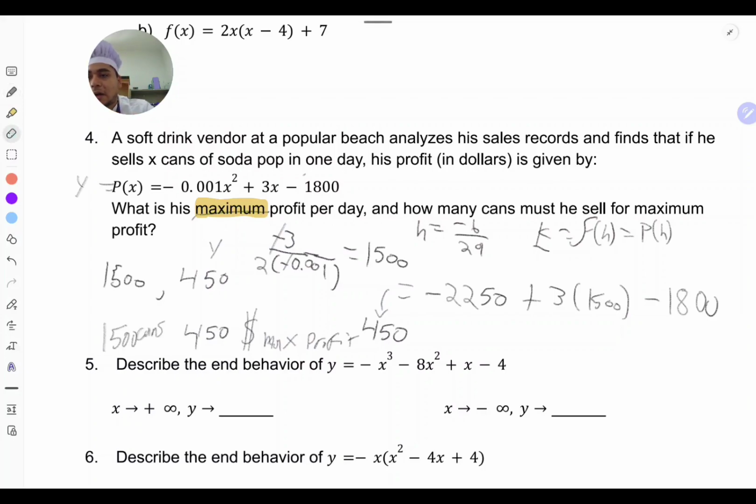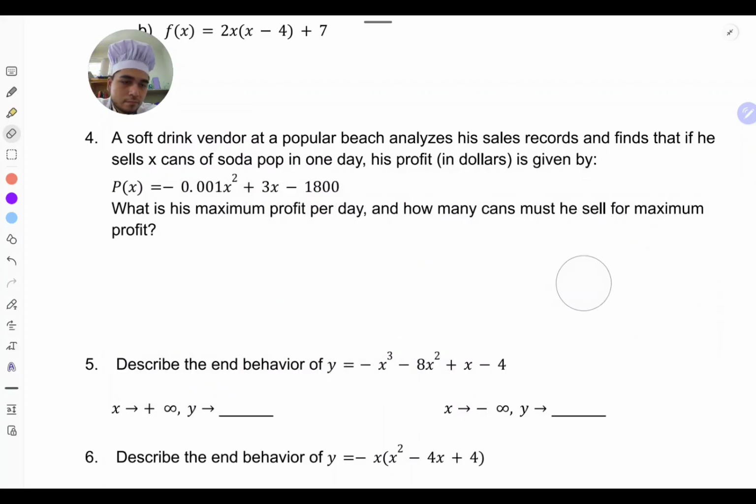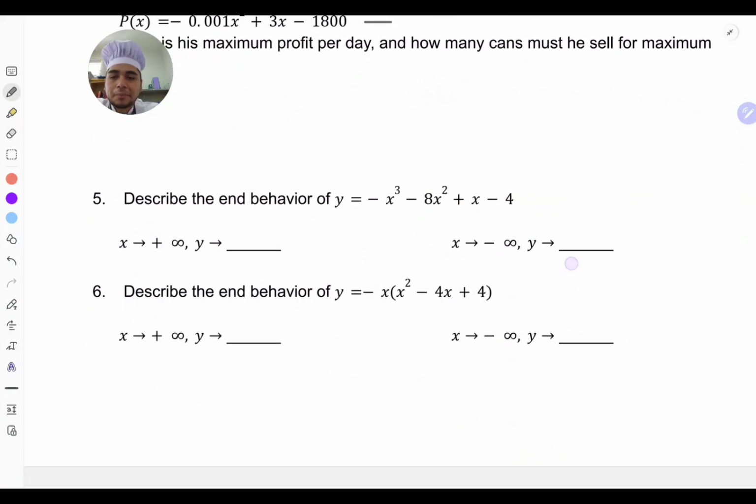So I'm going to erase everything. All right, now we are going to describe end behaviors. So the end behavior of y equals negative x cubed minus 8x squared plus x minus 4. First off, we just want to know the end behavior, which means we literally do not care about this. We want to know this. What does this tell us?